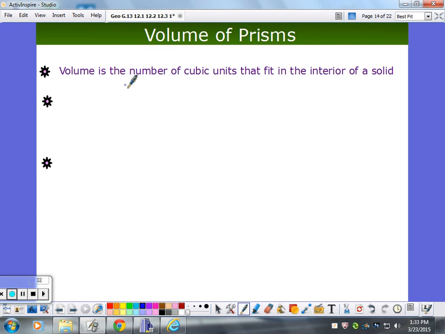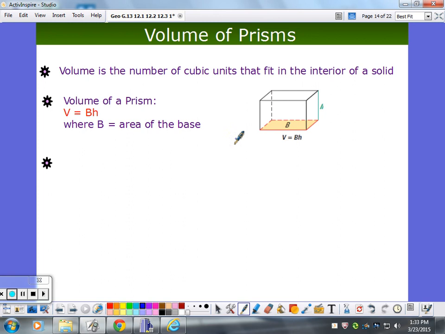So anyway, volume. What is volume? Volume is the number of cubic units that fit into the interior of a solid. How many cubes are inside some solid 3D shape? When you want to find the volume of a prism, look how much simpler this is than surface area, at least the formula. So again, what's uppercase B mean? Area of the base. And what's H? Height. The distance between the two bases.